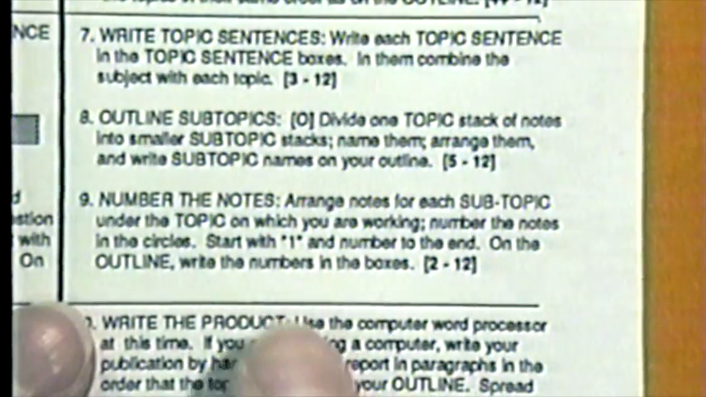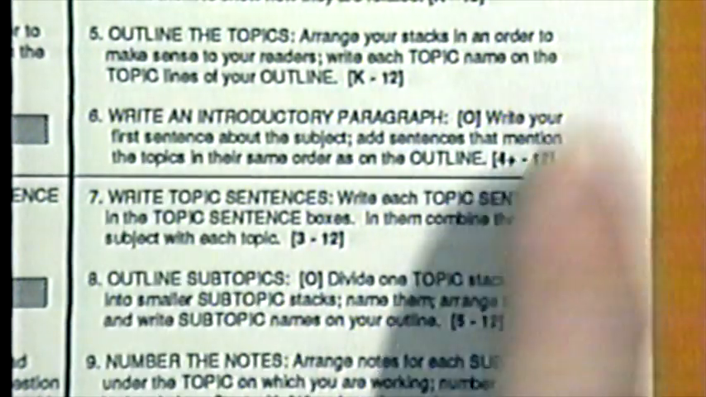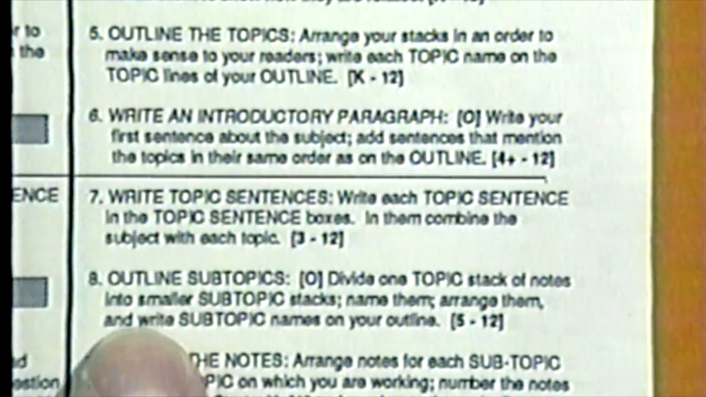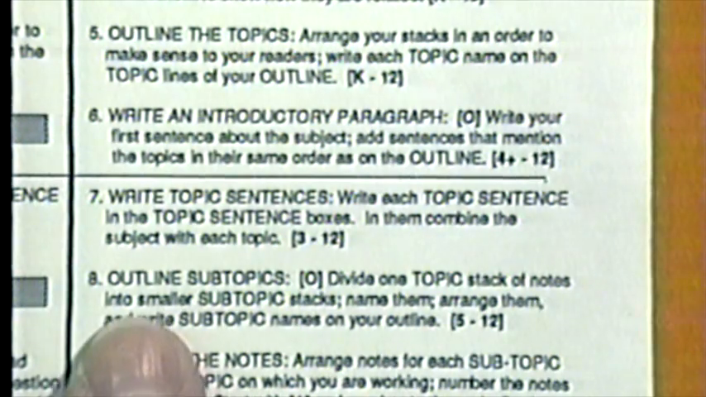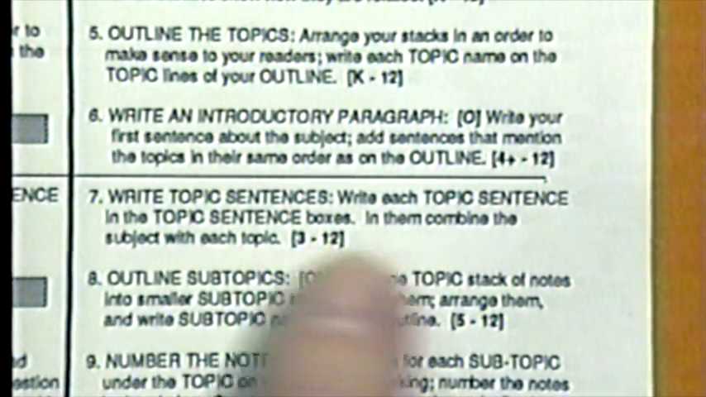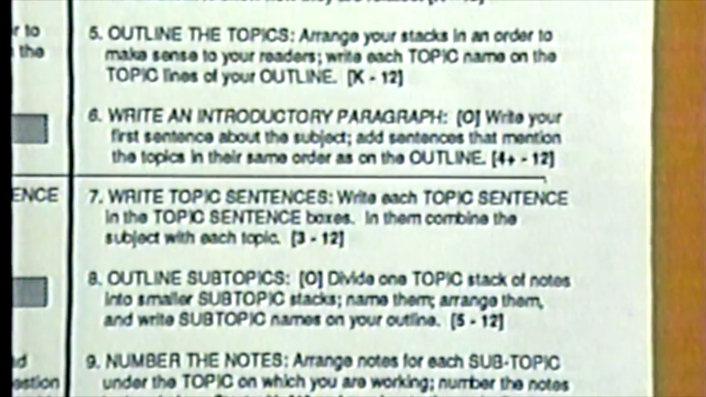And then in level 3, we move on to writing an introductory paragraph. And then we move on from that to arranging or making topic sentences so we can flow from one paragraph to the other. We move into outlining topics, subtopics, and into numbering notes. In the outlining subtopics, we also get into making transitional sentences when the kids are ready for that. So the new 1994 edition brings in transitions.